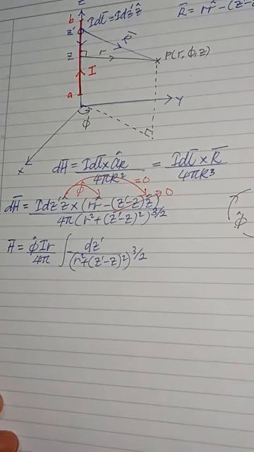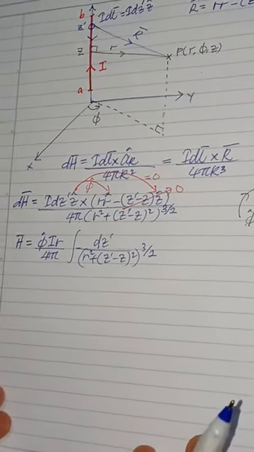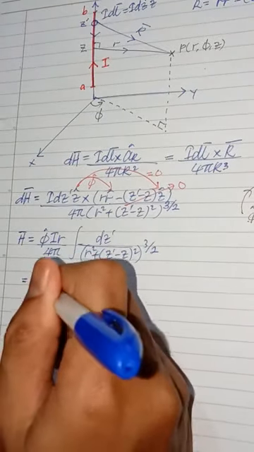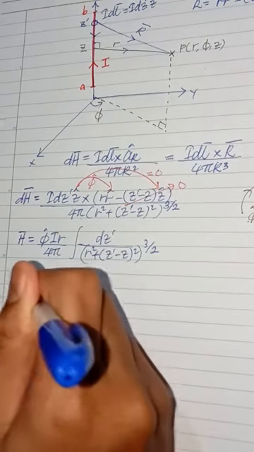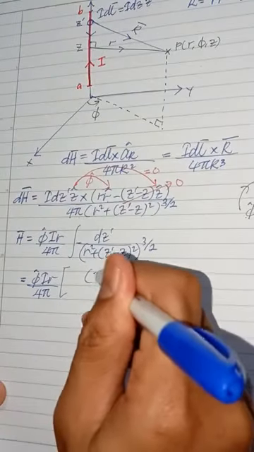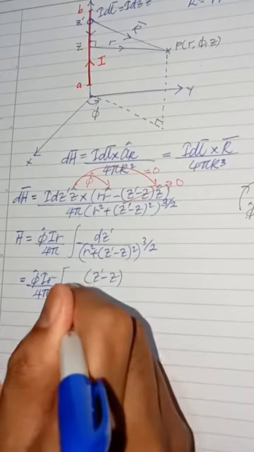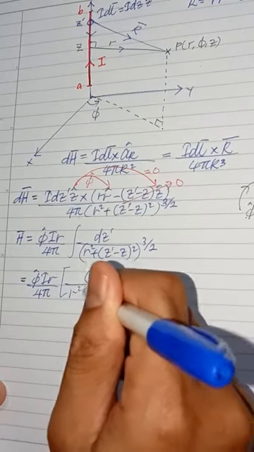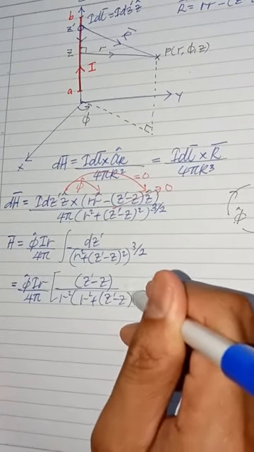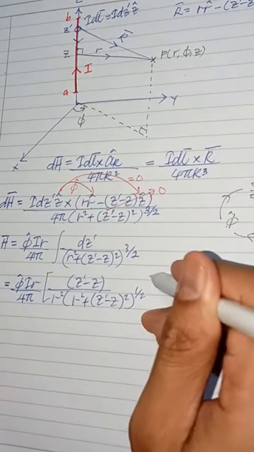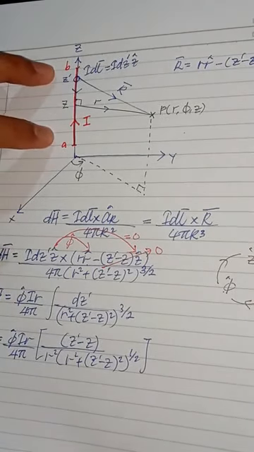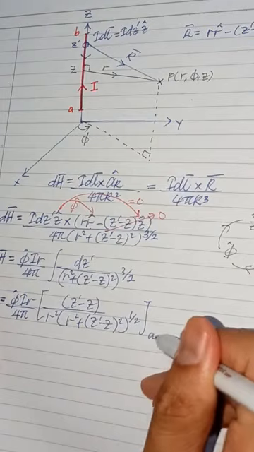Referring to the table given in the Sadiku book, you can simply convert this integration into this form: phi I r over 4 pi, and then here we have z prime minus z over r squared plus z prime minus z squared to the power 1 over 2, and the limit should be from a to b. This is the limit for the line current. So here should be your limit from a to b.